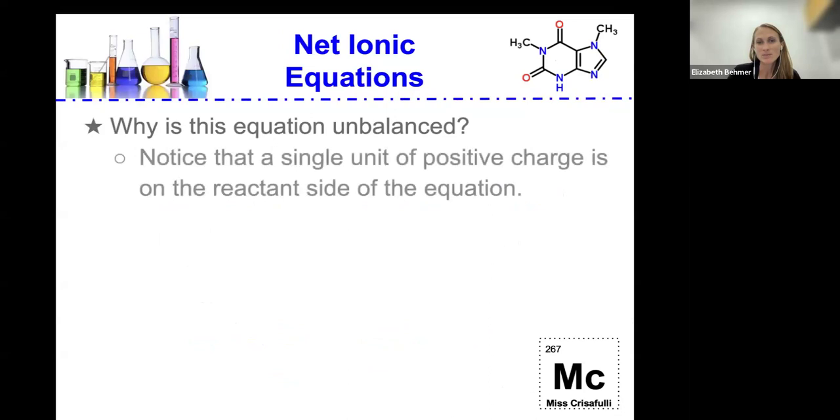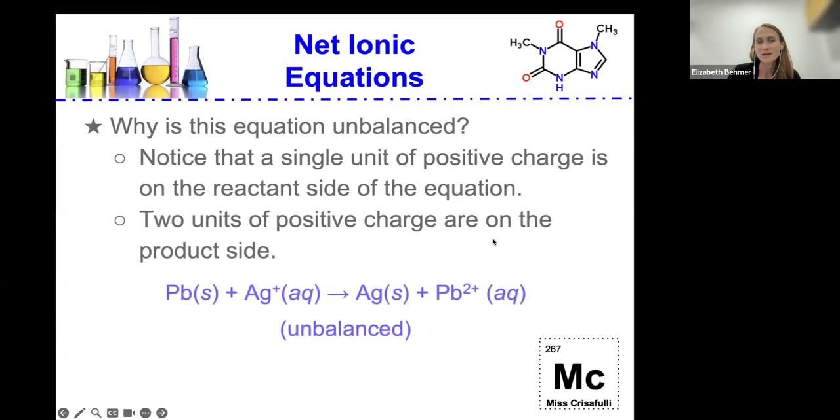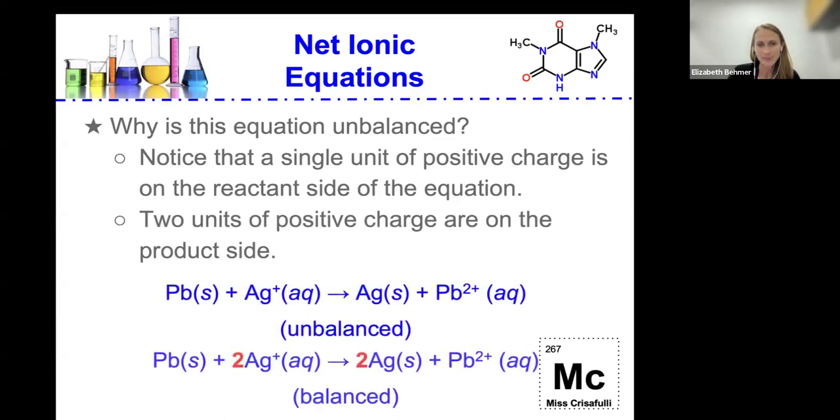Why is this equation unbalanced? Because notice that a single unit of positive charge is on the reactant side of the equation, and 2 units of positive charge are on the product side. So this is unbalanced. In order to balance it, we'll add a 2 in front of the silver on both sides so that the charges will balance. So now we'll have 2 positive charges on this side and 2 plus on the right side.